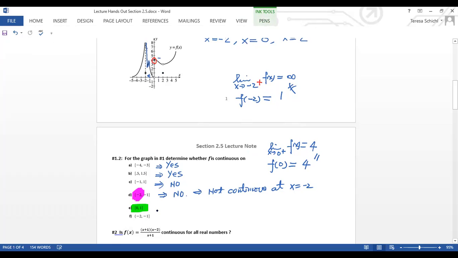So is this true or false? Is it continuous? Yes, because I have this 0. Even though it's a discontinuous point for the whole function, it's continuous to the right, right?